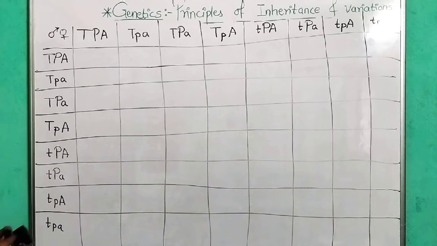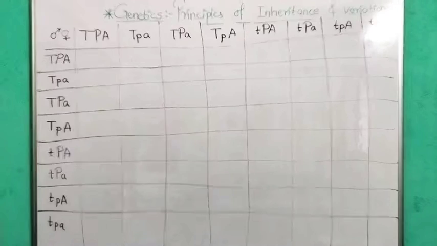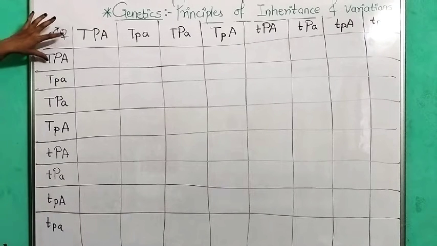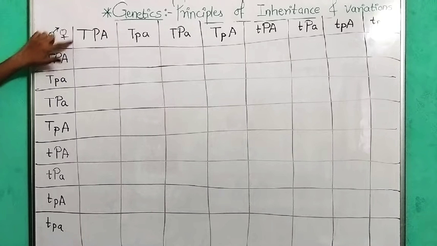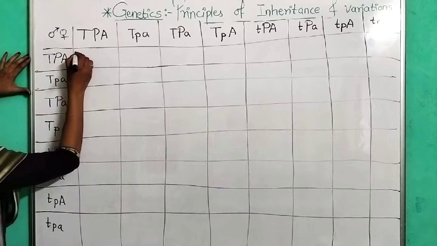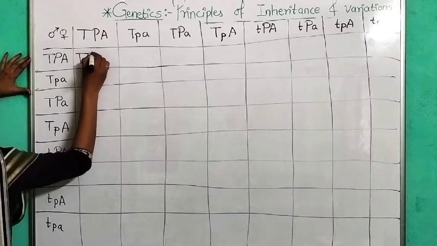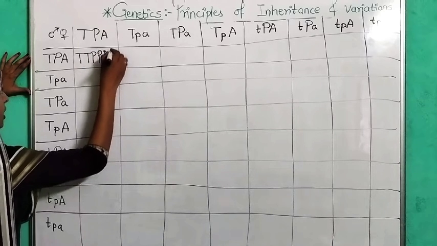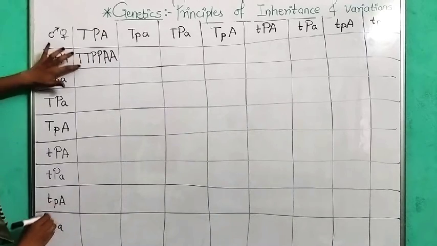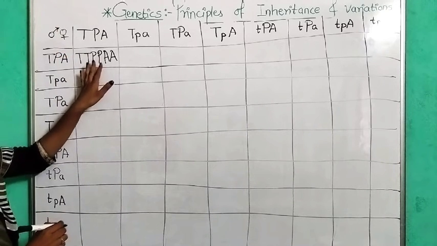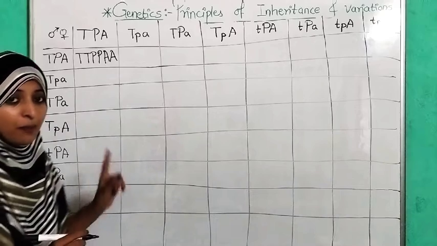Here now we are going to cross and find the different characters of different offsprings. If capital T, capital P, capital A crosses with capital T, capital P, capital A, we are going to get a homozygous condition: capital T capital T, capital P capital P, and capital A capital A. Homozygous means we are going to see a condition such as the parent.